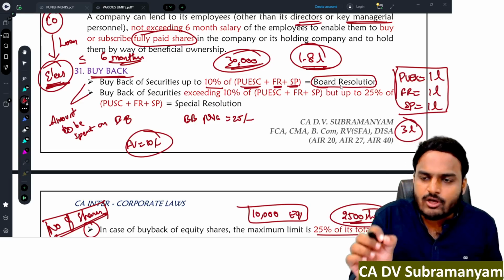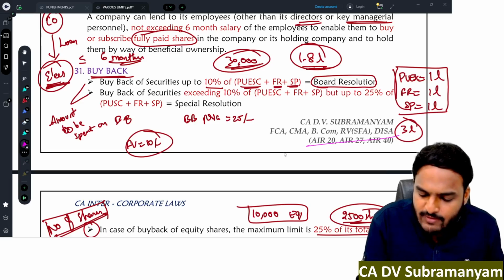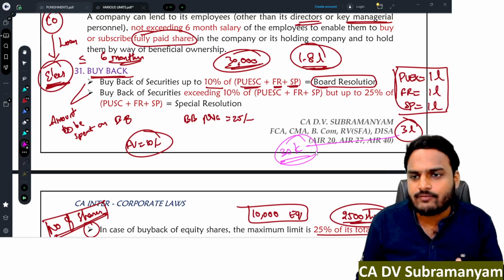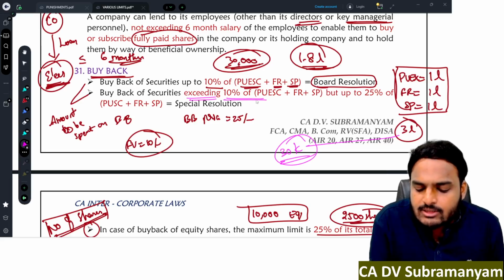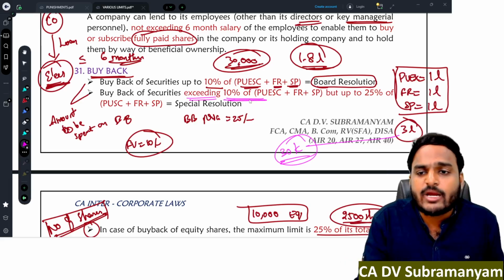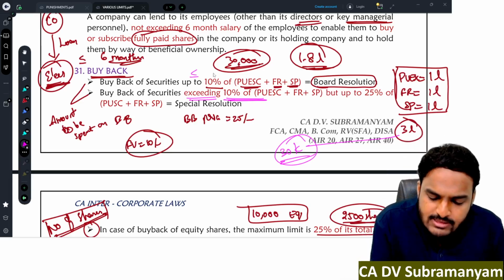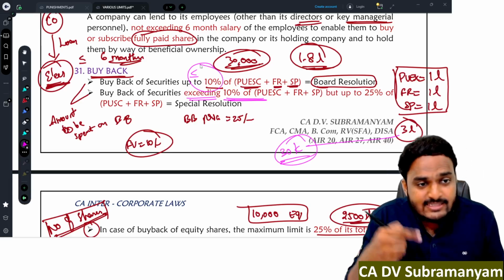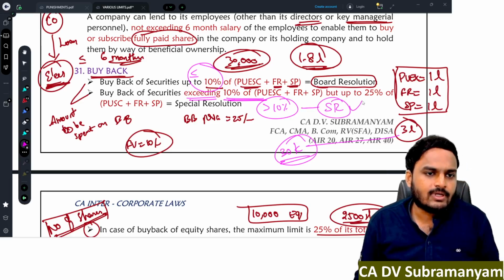So 10% of paid up equity share capital plus free reserves plus securities premium. That means in this case, if the company wants to spend 30,000 on buyback, then board resolution is sufficient. No sir, the company is planning to spend more than 30,000, exceeding 10%. Up to 10%, board approval. Exceeding 10%, that means greater than 10%, in that case special resolution from members is required.